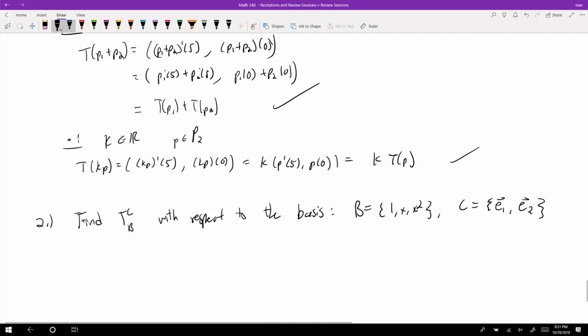Okay, so notice this is the standard basis, and this is also the standard basis. So there's actually no change of basis that we have to do. Okay?